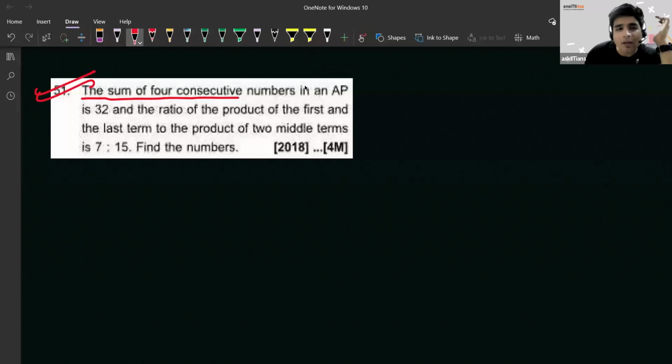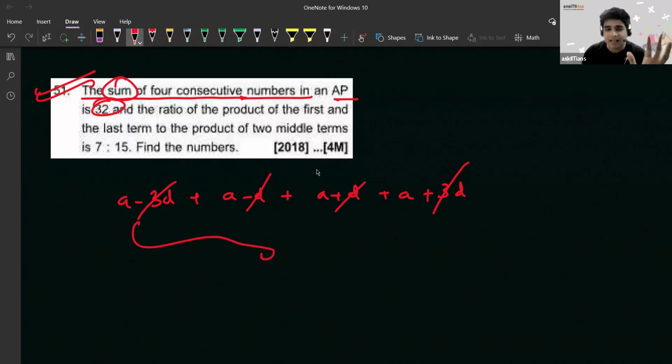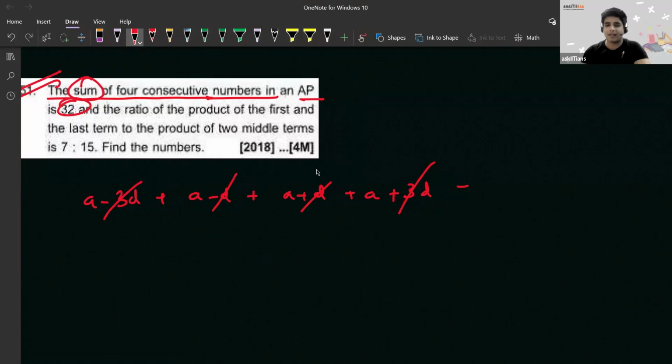The sum of four consecutive numbers in an AP. They're saying there are four consecutive numbers in an AP whose sum is 32, right? So what will you do, everyone? You will assume four terms in AP. That was a minus 3d plus a minus d plus a plus d plus a plus 3d, right? So you see, everyone, the magic that happens, d and d will cancel each other off. That's why I said, please take these four terms in AP and assume them, sum is equal to 32.